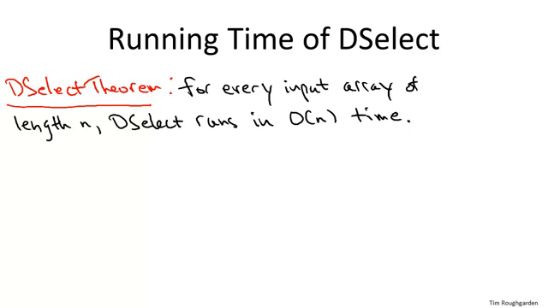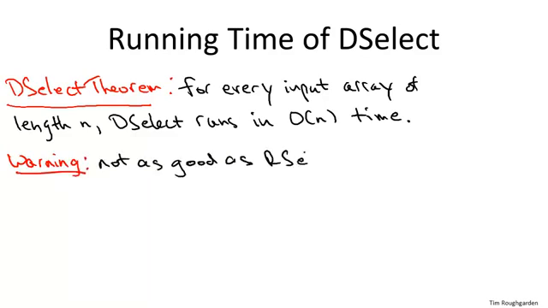That said, I want to reiterate the warning I gave you at the very beginning of this video, which is if you actually need to implement a selection algorithm, this one wouldn't be a disaster, but it is not the method of choice. So I don't want you to be misled. As I said, there were 2 reasons for this. The first is that the constants hidden in the big O notation are larger for deselect than for rselect.